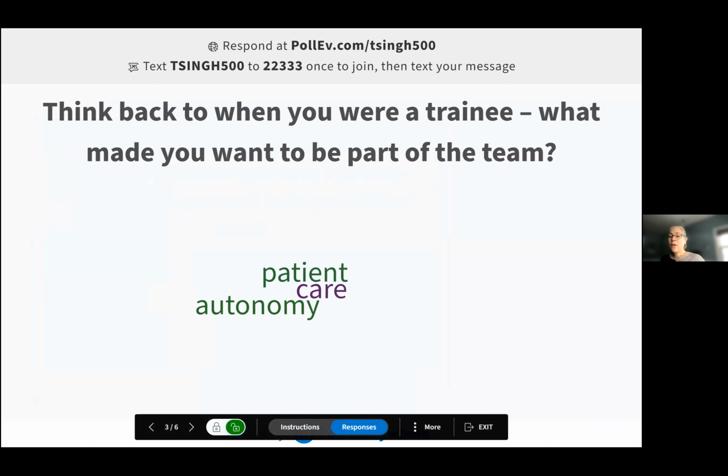I think looking back for myself, I really aspired to be someone who had the knowledge and leadership skills to be part of a team. And wanting to learn those was motivating for me. I don't know, Dr. Singh, anything to add to that?